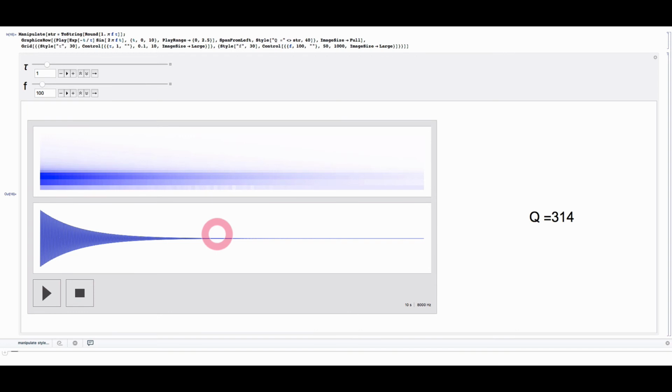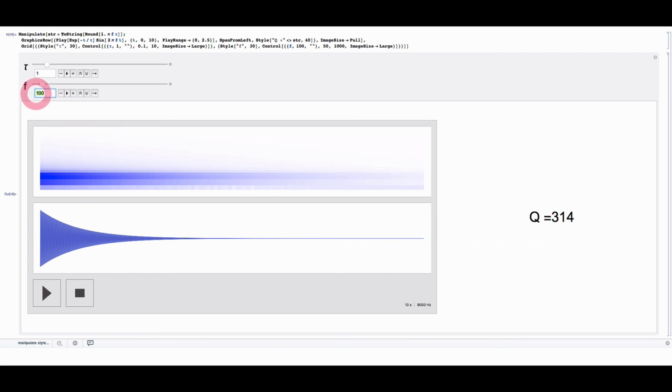So let's get some intuition about how quality factors work using audio signals. Here I've got Mathematica playing a sinusoidal tone, so a single frequency tone, with a decay time of 1 second and a frequency of 100 Hz, and it sounds like this. Kind of like a plucked guitar string. It decays about the same time as a guitar, and the quality factor is about 300.